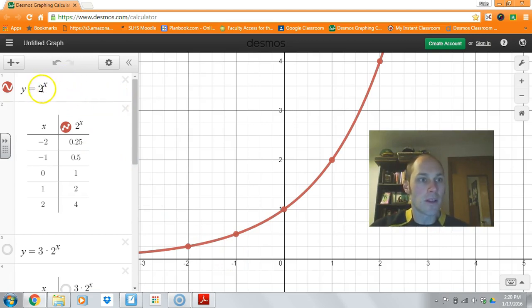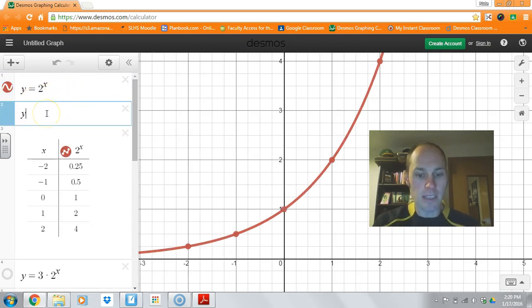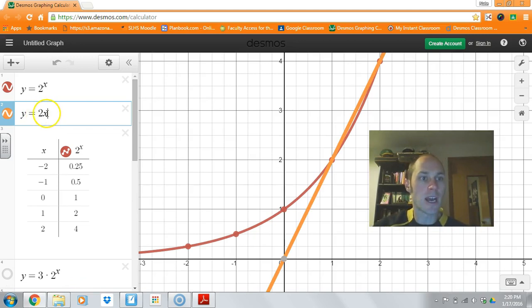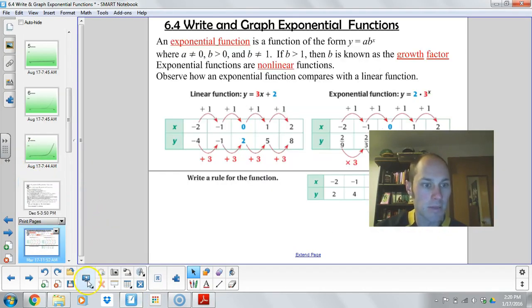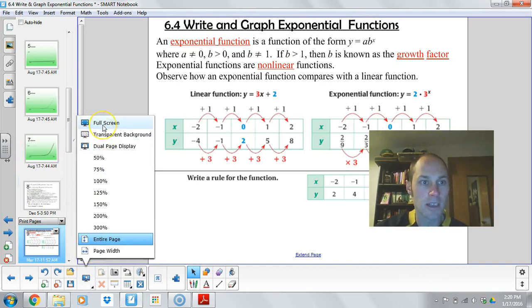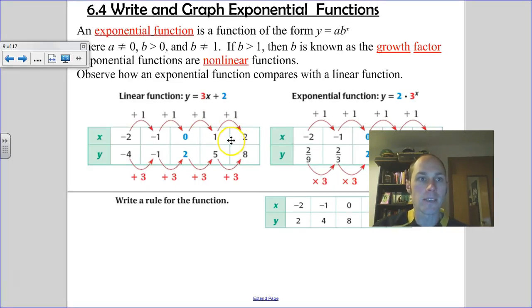So the one thing to notice here is when we have an exponential function, we have that exponent here. Notice we had y equals 2 times 2 to the x, whereas the linear was 2 times x. So we have a factor here for linear, but an exponent for exponential functions. We'll come back to this in a little bit, but let's get some information on the definitions of exponential functions.